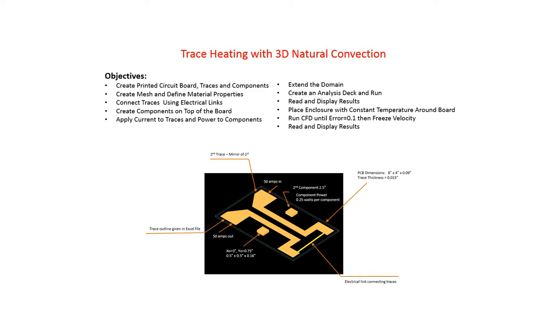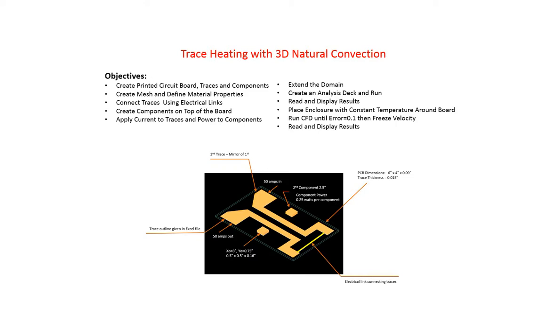Here we do that by entering the coordinates for the outline of the traces. For the first section of the trace, these coordinates are given in an Excel file. So we'll take that and create that section. And then the second section is a mirror image of the first one, so we'll use the copy mirror feature of ElectroFlo to create that one. And the two sections are connected using the electrical link feature of ElectroFlo.